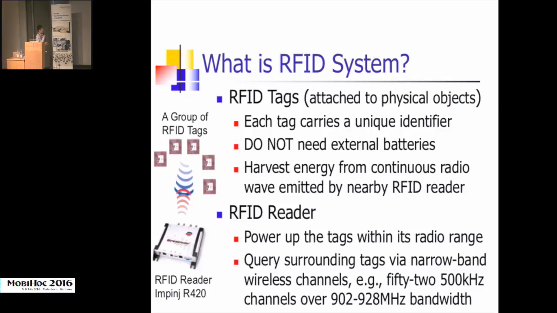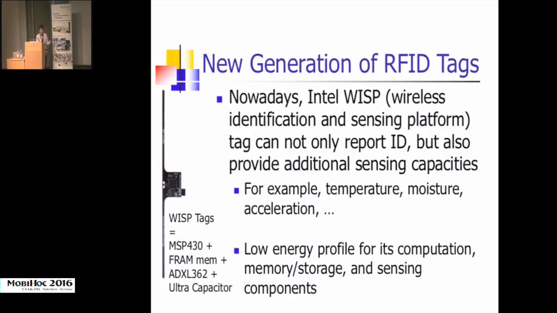Now the new trend of RFID systems is as follows. Intel has promoted their new generation of RFID tags called WISP tags. They can not only report the tag ID, but also provide additional sensing capacities. For example, they can report temperature, moisture, and acceleration. And much engineering work is devoted to reducing the energy profile of the computation component, the memory using RAM, and the sensing component. This is what's happening in the industry world.